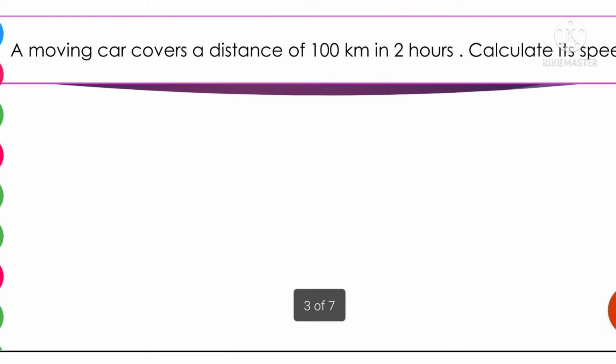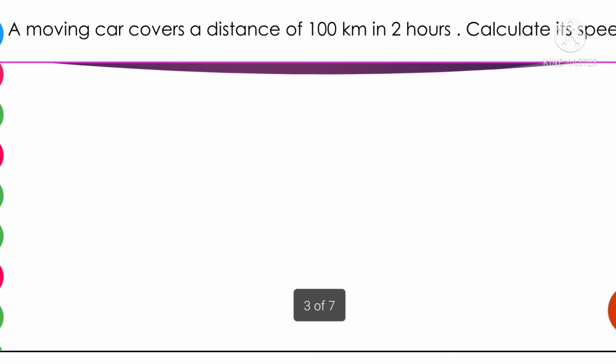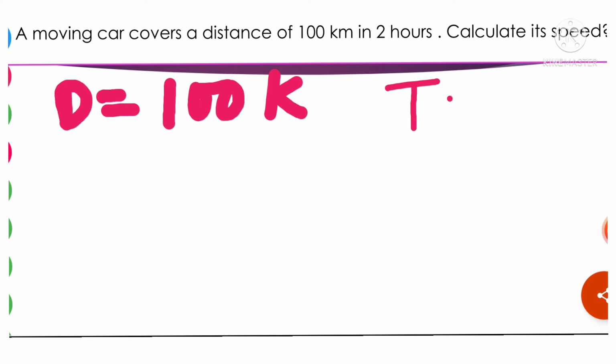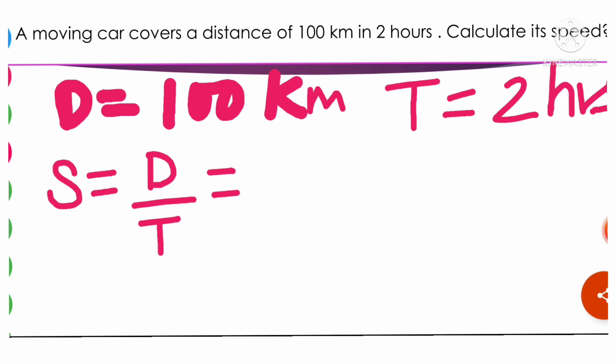The first question is saying a car covers a distance of 100 km in 2 hours. Calculate the speed. So here we need to find out the speed. What is given? The distance is given. Distance is equal to 100 km and the time is equal to 2 hours. Let's put the formula of speed. Speed is equal to total distance covered upon total time taken. What is the distance? Distance is 100 km upon time is 2 hours.